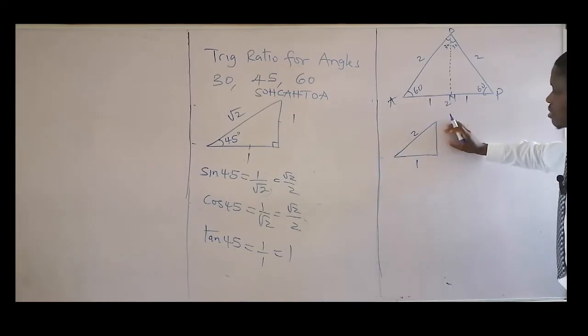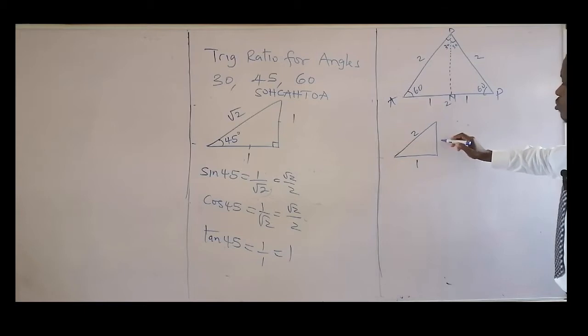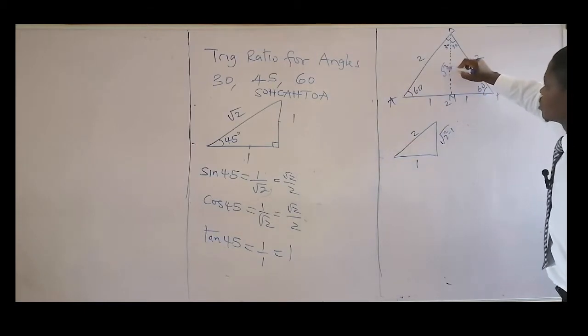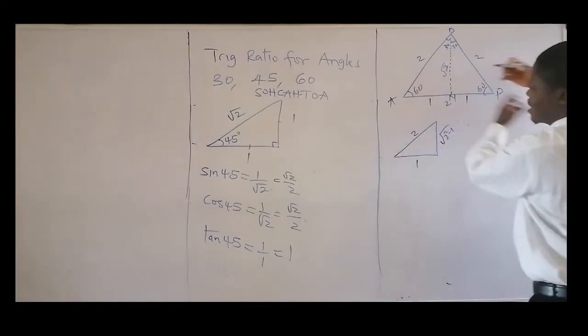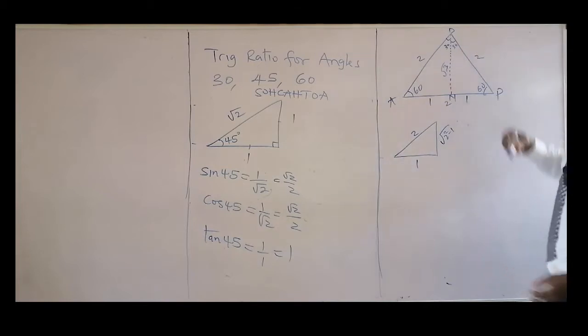Then you can get this side, and this side is equal to what? Root of 2 squared minus 1, and that's what? Root 3. Okay, whichever side you cut out, you take out, you still get this side to be root 3. I hope that one is clear.